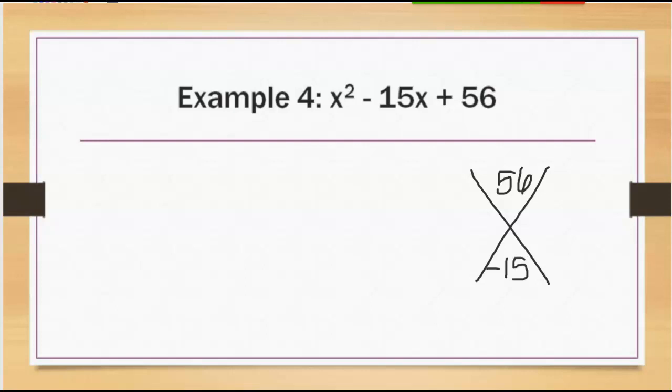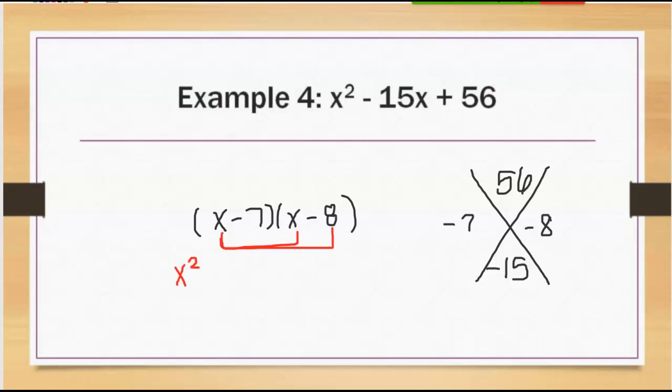So similar to example 4 in the previous section, but now it's negative in the middle, but positive at the end. So the same two number combinations work. You got negative 7 and negative 8, but now both are negative since my middle was negative. And you can always check your work by quickly FOILing it back.